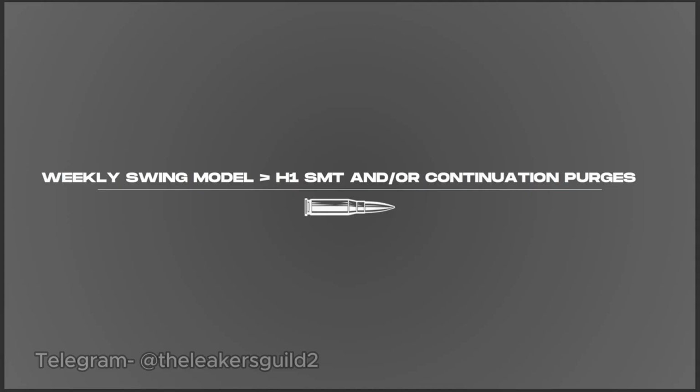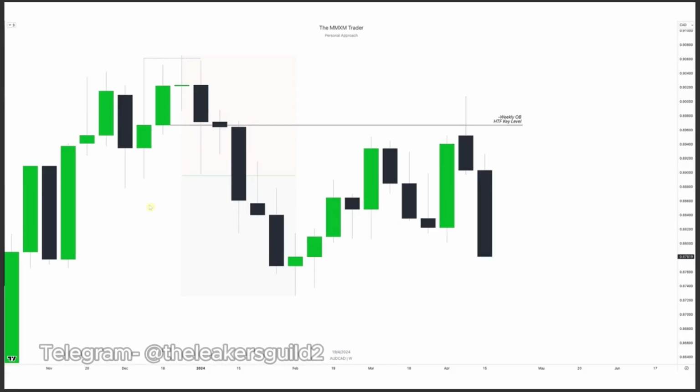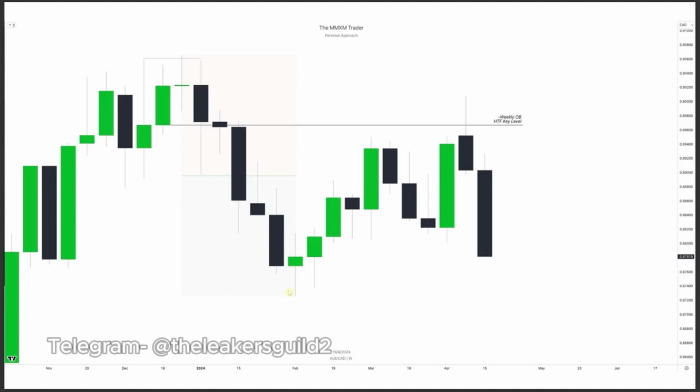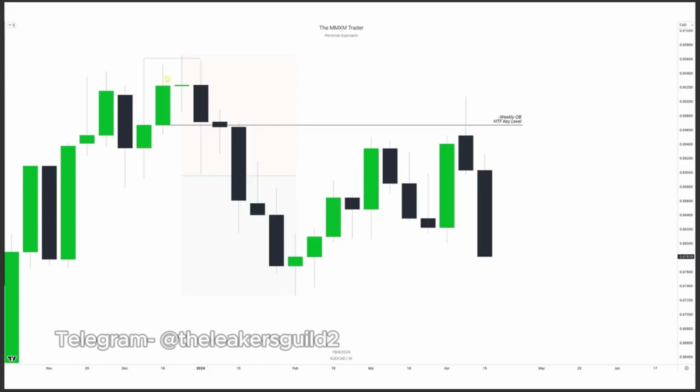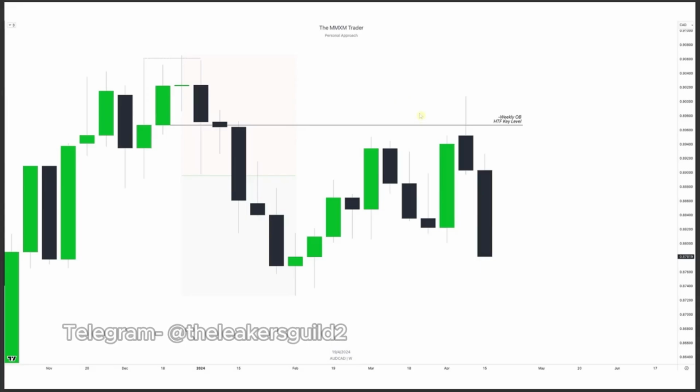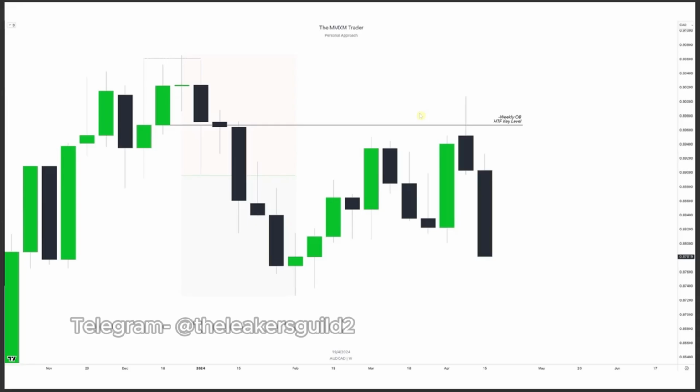Right, so now we'll talk about the weekly swing model. We're going to be looking for the 1 hour SMT and/or continuation purges. So over here we've got a higher time frame chart of AUD-CAD. It's a weekly chart. As always, start out with mapping out discount and premium levels. We've got a premium order block over here, which is a higher time frame key level. And now we're going to be focusing on that swing high again, right? We want that second candle to close inside of the range.